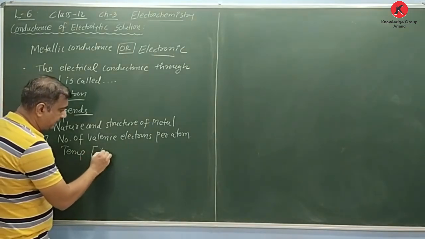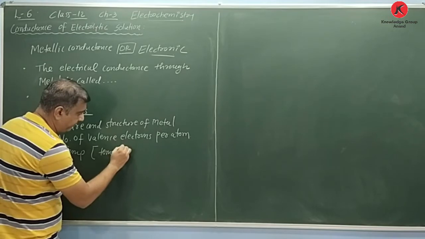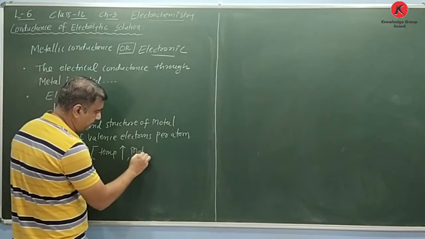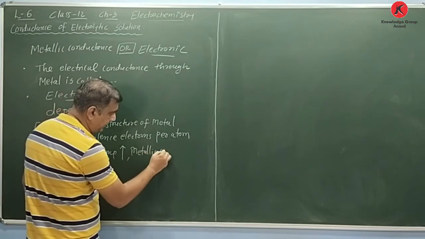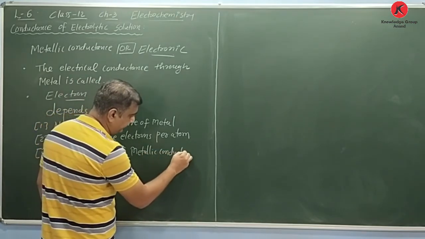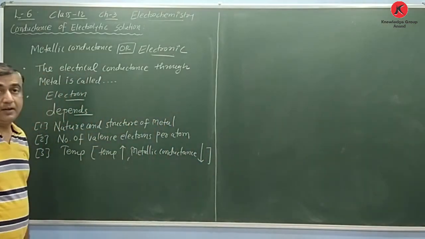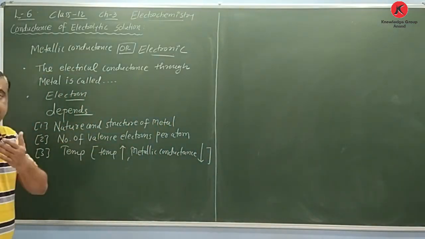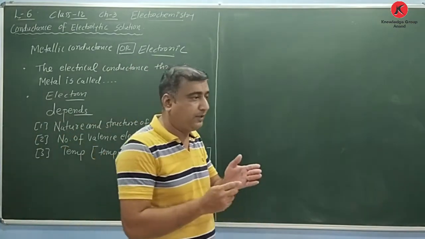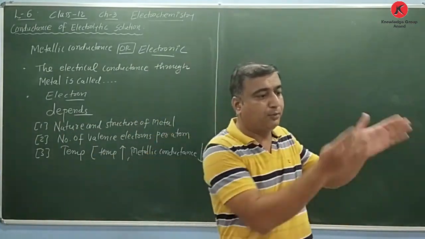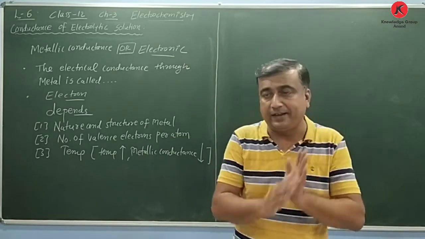Remember, temperature increases, then metallic conductance decreases. Metallic conductance will be decreased. Again, when electricity is passed through metal, then we know very well electrons enter from one end and then move towards the second end.